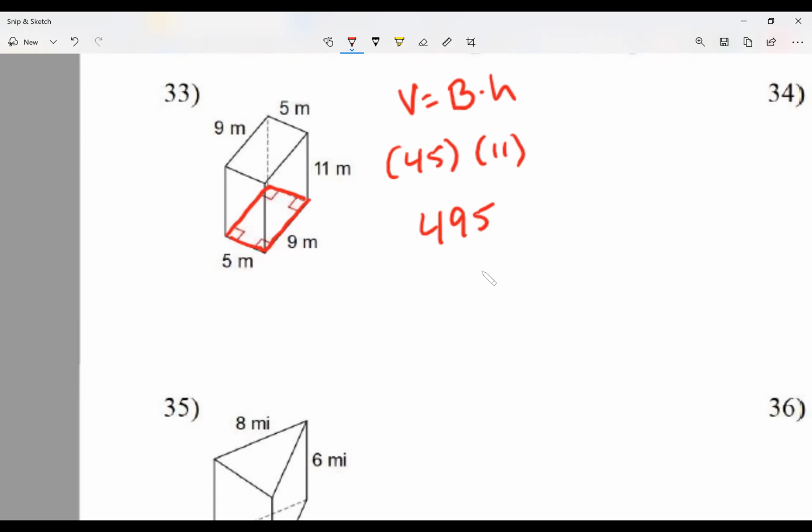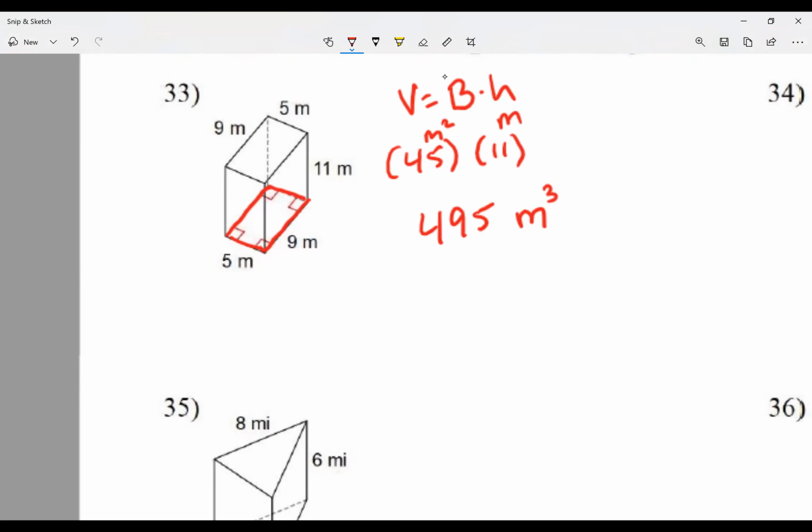Measurement-wise, the base, 5 times 9, would have given me meters squared. The height is 11 meters. And I know when it's the same base, I just add the exponents. So measurement-wise, it would be meters to the third, or we call it cubic meters.